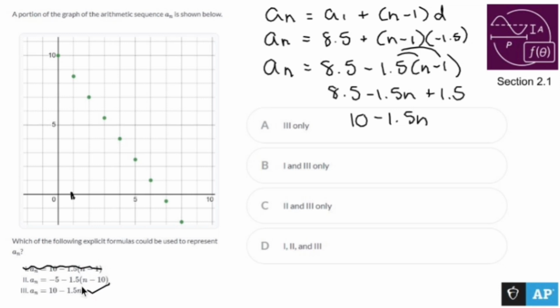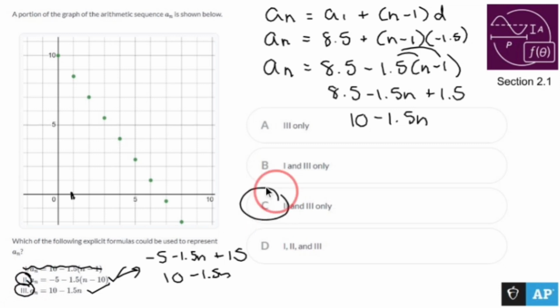2, I don't see it. You would have negative 1.5 n. 2 would be negative 5 minus 1.5 n plus 15, which no way becomes 10 minus 1.5. Well, I'll be doubting Thomas over here. What a stupid problem. Maybe it's because the problem itself is not the stupid one. Maybe it's just me.